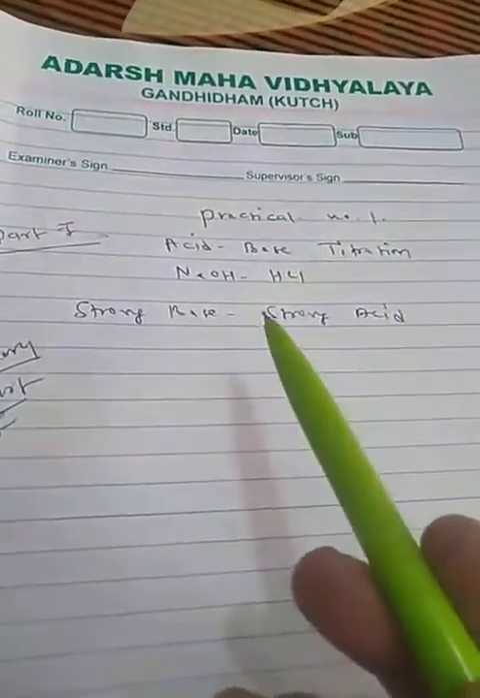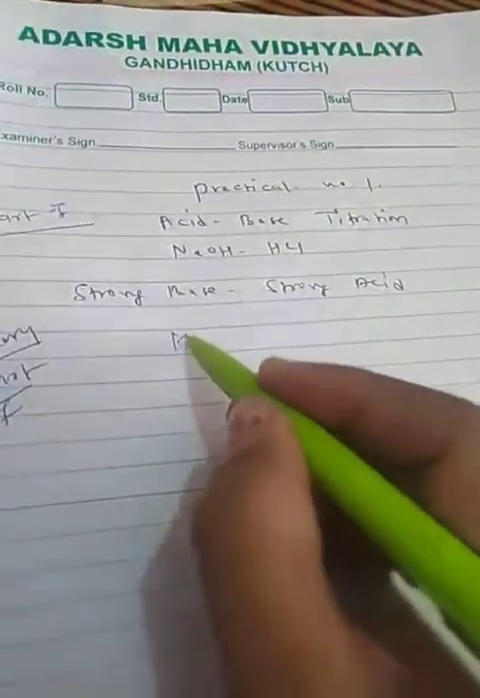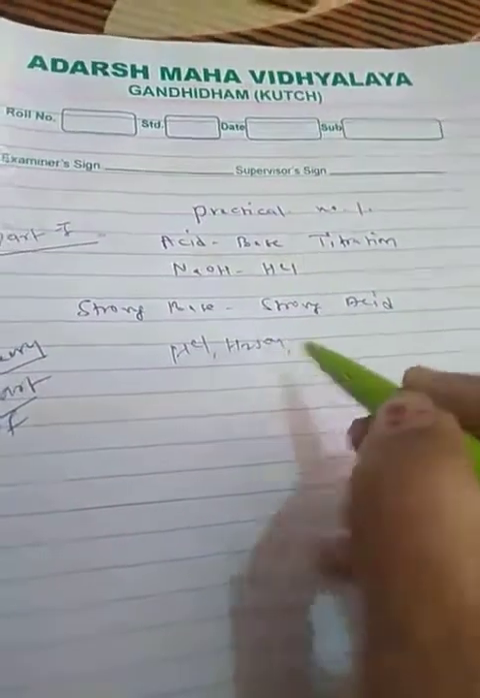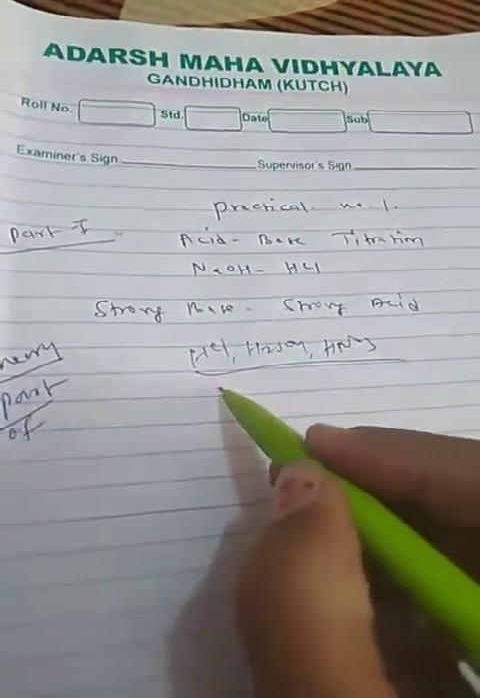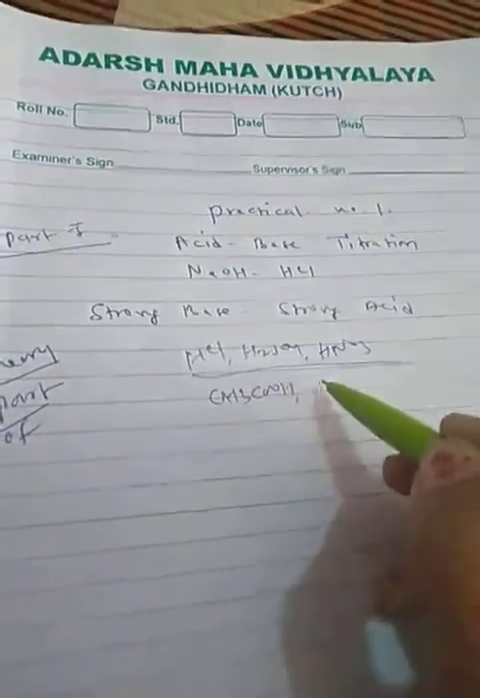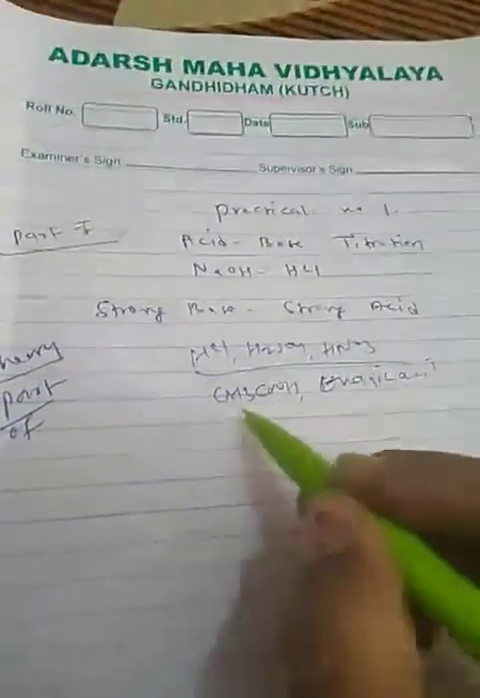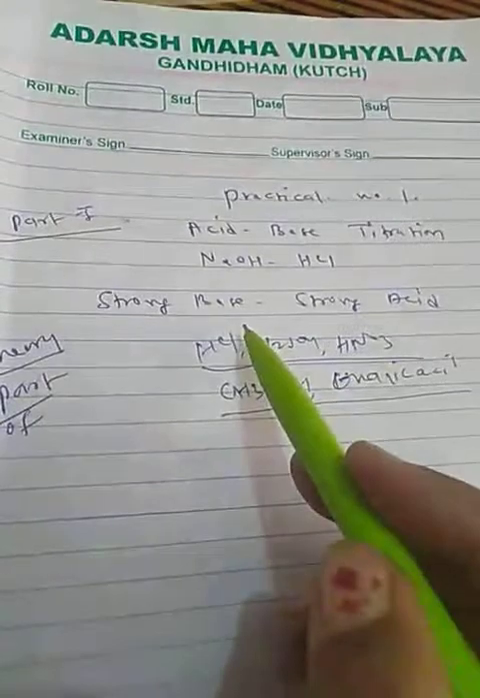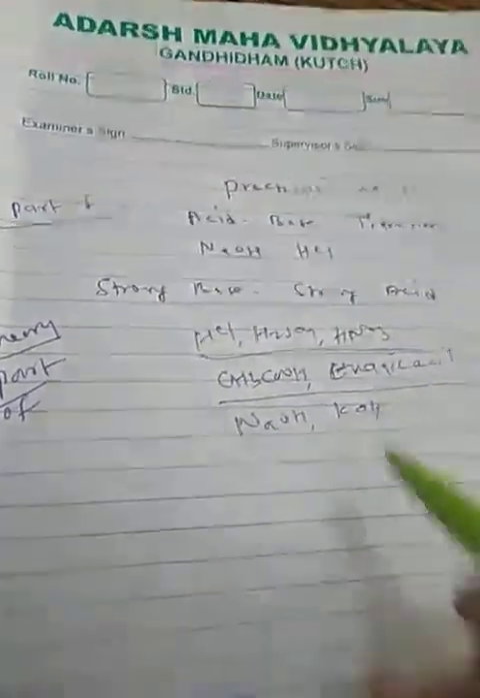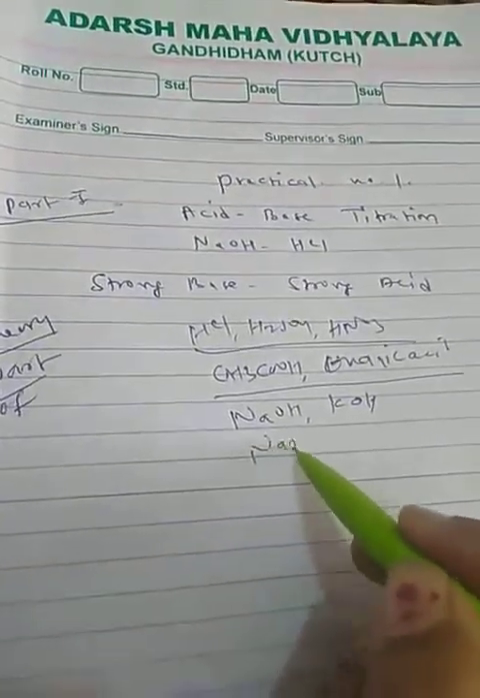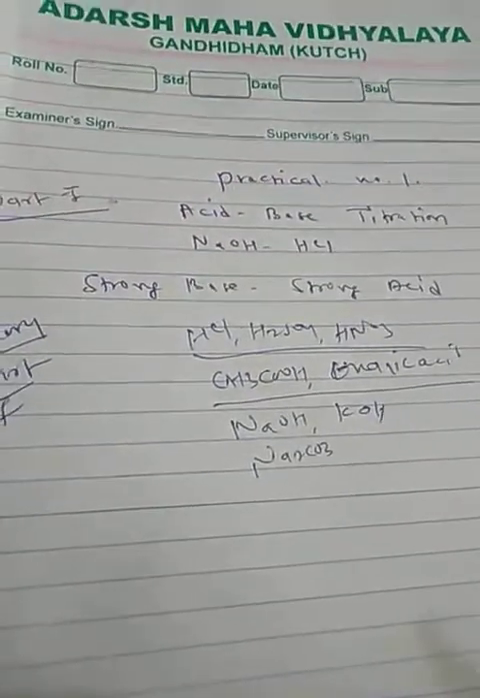See, practical number 1 is acid base titration. There are so many acids. You know HCl, H2SO4, HNO3. They are strong acids. Some are weak acids, like acetic acid, CH3COOH, and oxalic acid. In our course, we use a strong base. Strong bases are NaOH and KOH. Some weak bases are also there, Na2CO3, K2CO3, like that. So one by one we will start.